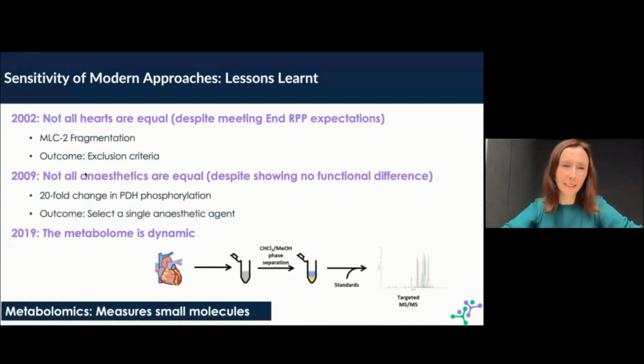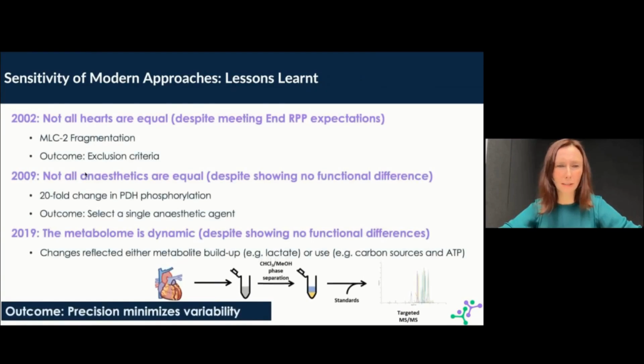And our last lesson in 2019 was that the metabolome is a rather dynamic environment. Metabolomics is where we're measuring our small molecules. And what did we find? We found that the changes in our metabolome can actually just sometimes reflect what is happening in our Langendorff system. So if we've got a metabolite building up, it could reflect the fact that we're in an ischemic insult and they're not being released from the cardiac myocytes. Or it could just reflect the use by the cardiac myocyte, for example, carbon sources and ATP.